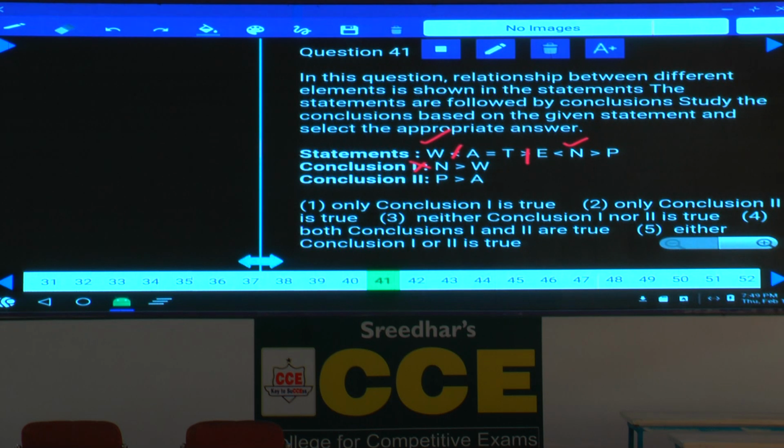Now, the relation between A and P. Again, between A and P, there is one greater than and one lesser than. No relation can be drawn. Hence, neither 1 nor 2, that is choice 3. Question number 41, choice 3 is the answer. Clear now? 37 to 41.